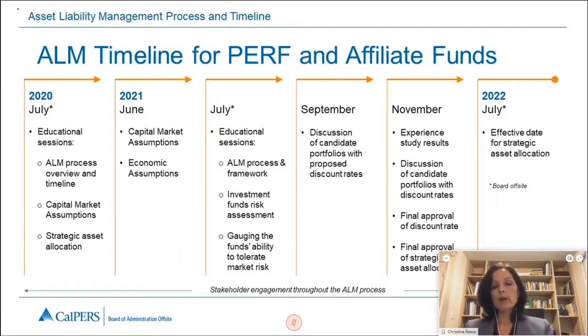So that portfolio construction process balances out the capital market assumptions with the risk tolerance to produce the efficient frontier, which Wilshire talked about. And from that efficient frontier, the candidate portfolios can be evaluated and then stress tested. We will be bringing the proposed candidate portfolios to the board in September of 2021. And then the final selection for the portfolios as well as the discount rate would be in November of 2021.